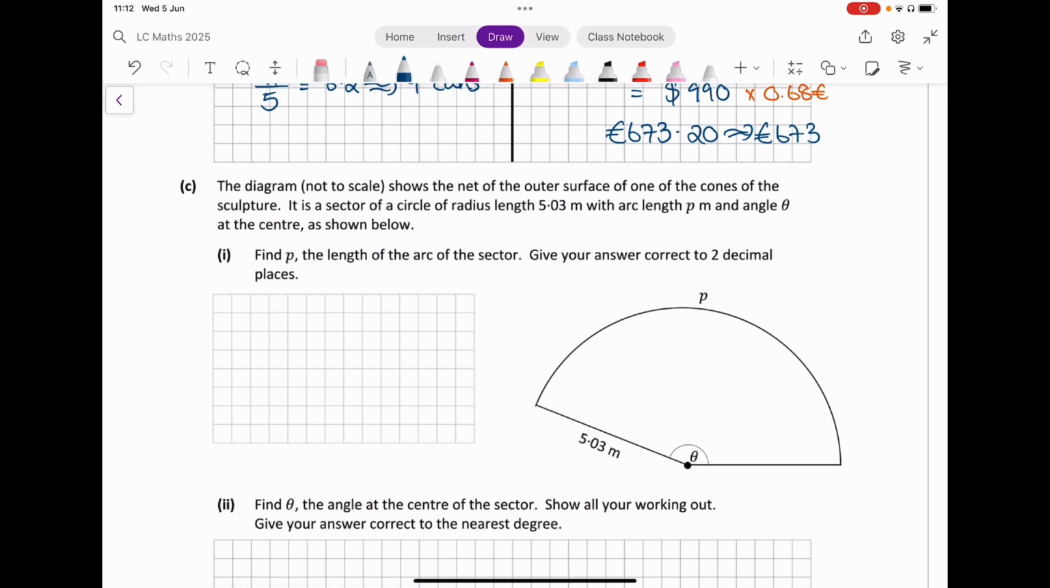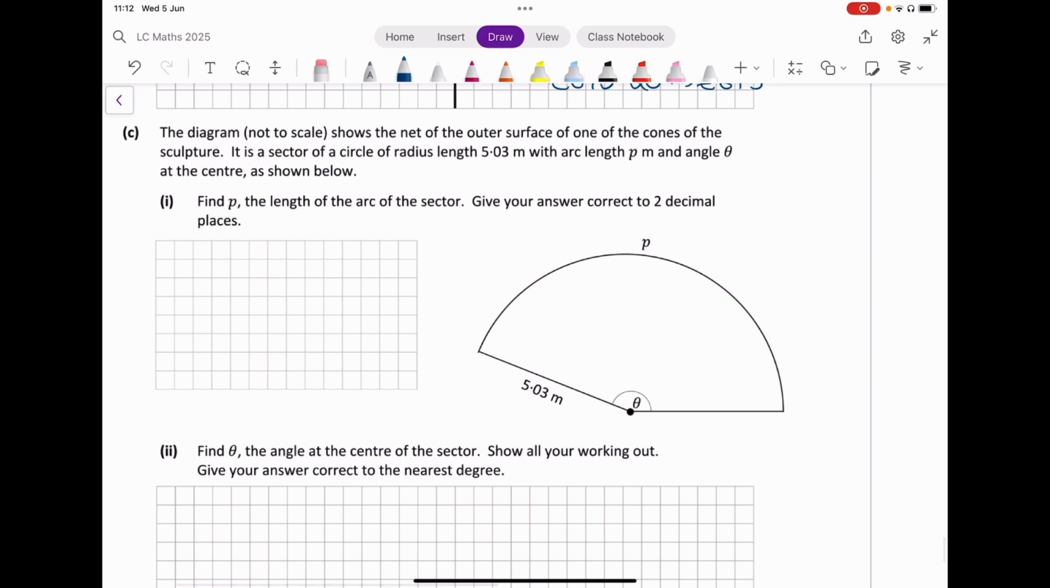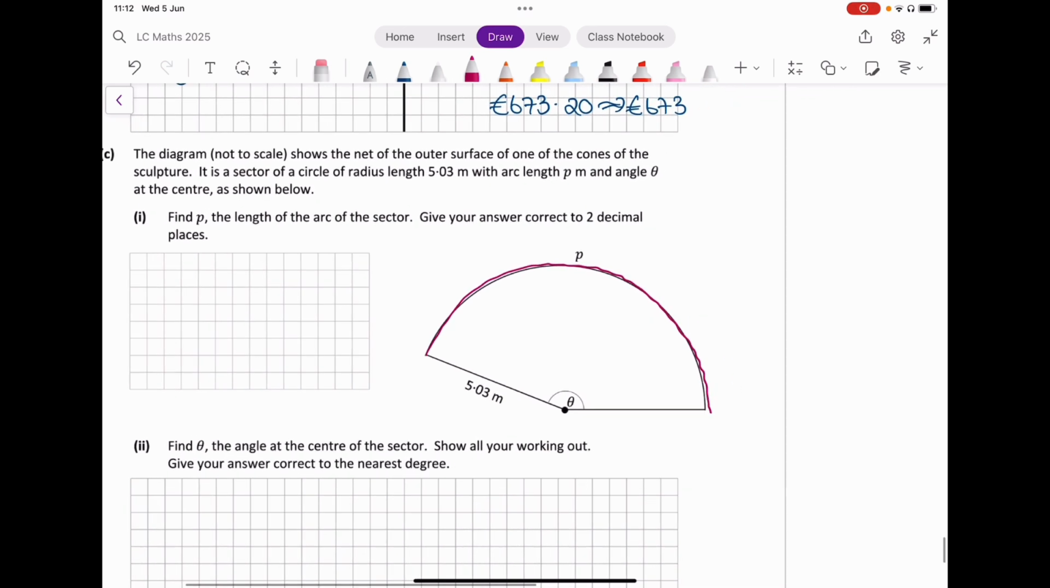The next part then says the diagram isn't to scale, but it shows the net of the outer surface. So imagine they took scissors and they cut up the slant height and they laid the cone out in front of us on a flat 2D shape. So if you think about it, this arc length, the length of the arc of the sector, is actually the bottom of the circle. It's the circumference of the base of the cone that goes up like that.